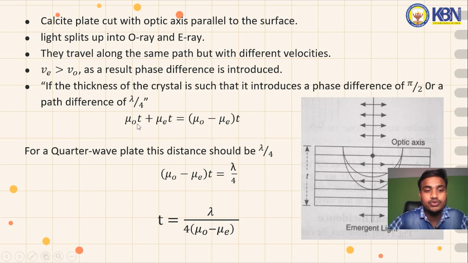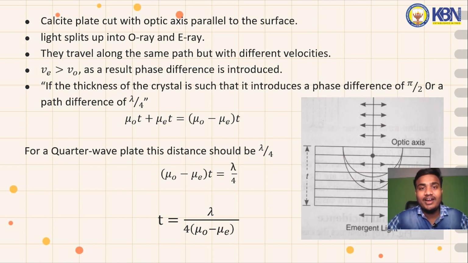Here you can see mu naught is the refractive index of the ordinary ray, mu e is the refractive index of the extraordinary ray, and t is the thickness of the plate. As I said, in the quarter wave plate the velocity of the extraordinary ray will be greater than that of the ordinary ray.